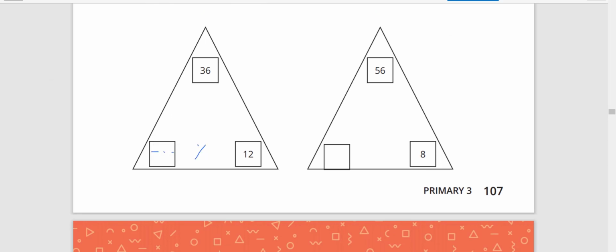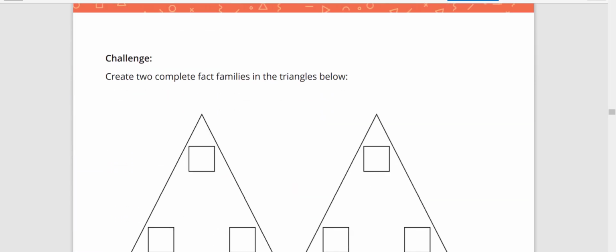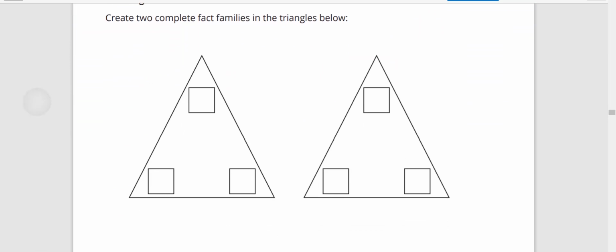What times 12 equals 36? 3 times 12 equals 36. What times 8 equals 56? 7 times 8 equals 56. Next page.